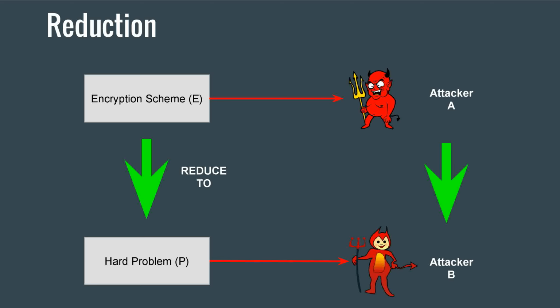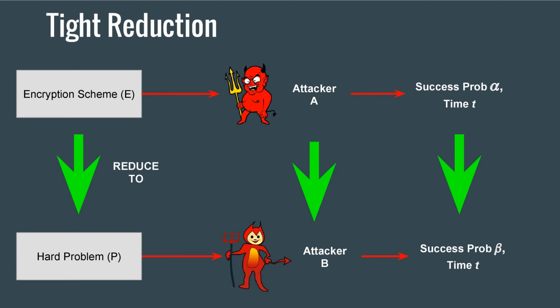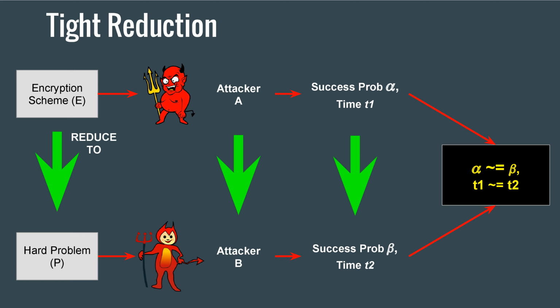Now, another desirable behavior of any encryption scheme is that this reduction to the hard problem be tight. What this means is that suppose the attacker A breaks the encryption scheme with success probability alpha and in time t1, and using that we construct attacker B that breaks the hard problem P with success probability beta in time t2. Then for a tight reduction we must have that alpha approximately equals beta and t1 approximately equals t2.